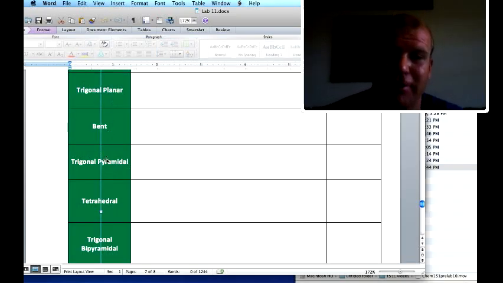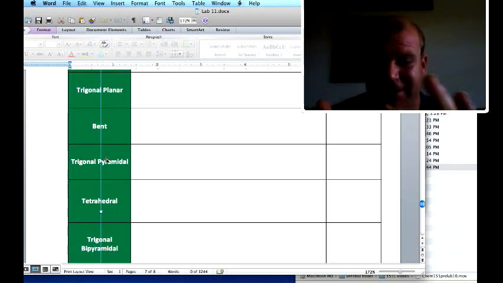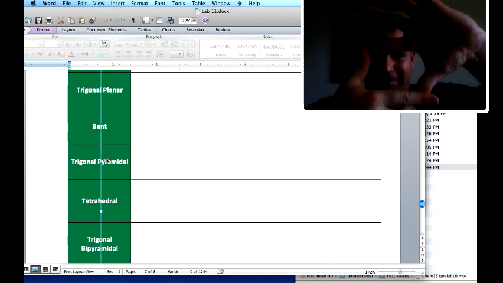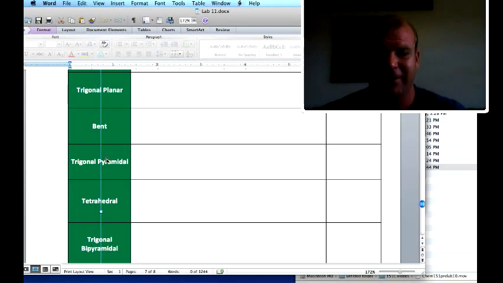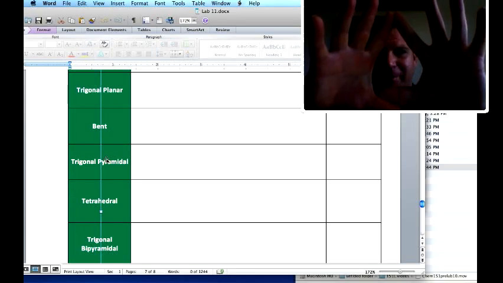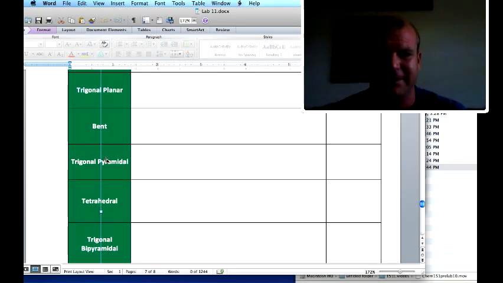The pyramid is like the pyramids of Egypt. The pyramids of Egypt are square. You have a square base on the bottom, and then you have the apex. The triangle pyramid, it's going to be a triangle base, and then one on the top. So these are in 3D.